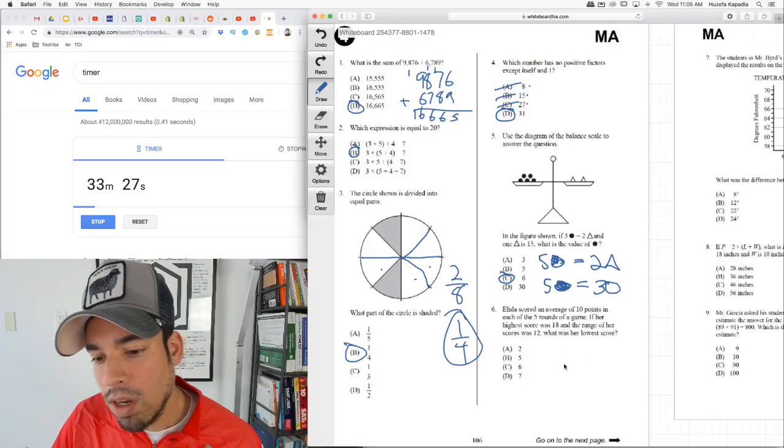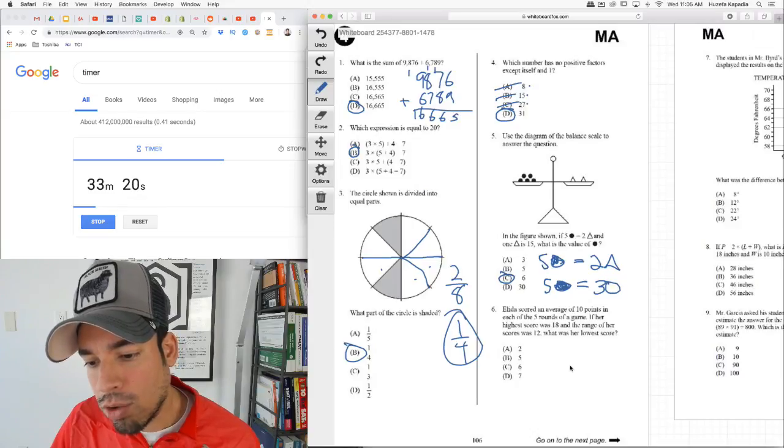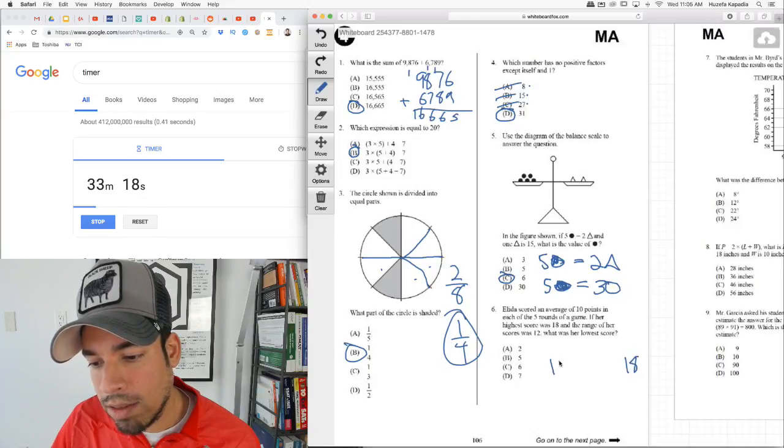Next, Elida scored an average of 10 points in each of the 5 rounds of a game. So she got 10, 10, 10, 10. If her highest score was 18 and her lowest score was 12.